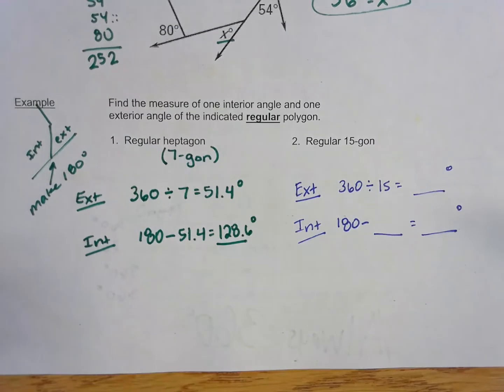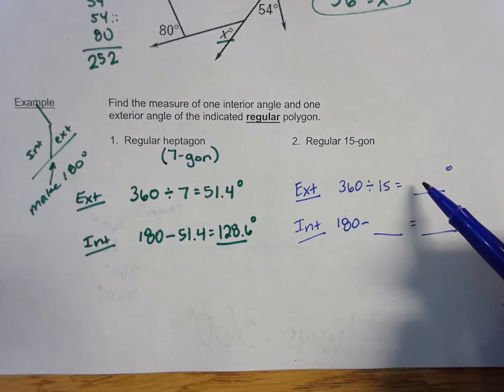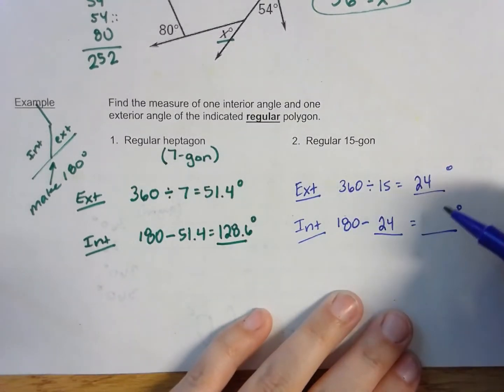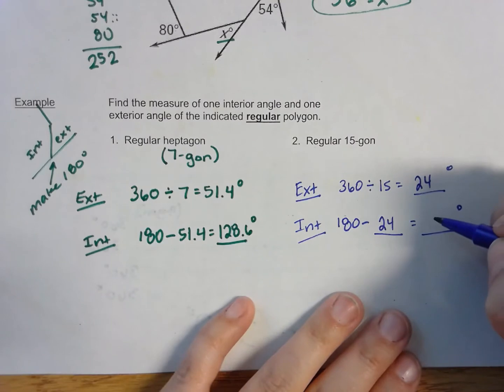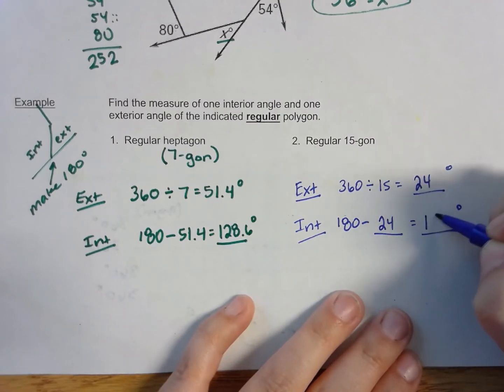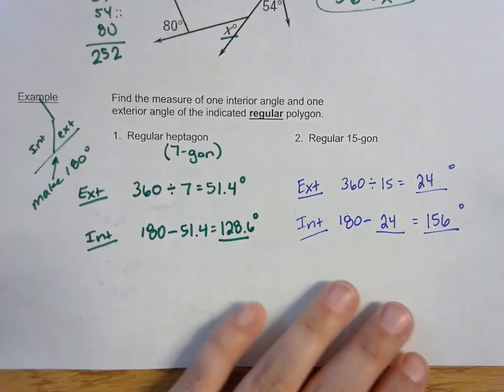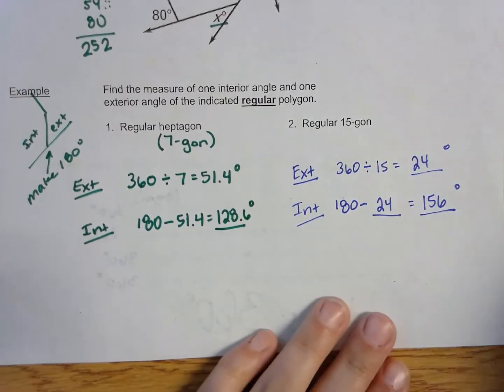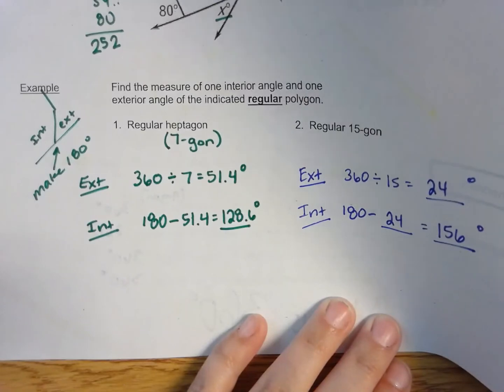All right, so how many degrees exterior for a 15-gon? 24. And then interior is 156. Sweet. So not that bad. Okay. We're gonna go ahead and flip over that warm up.